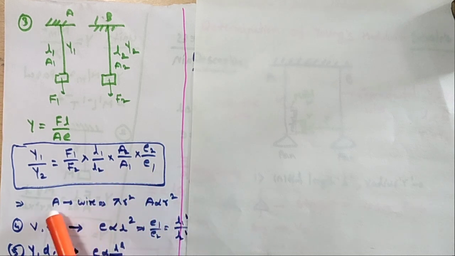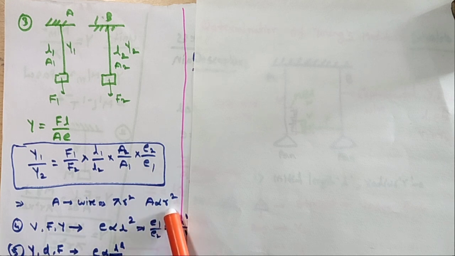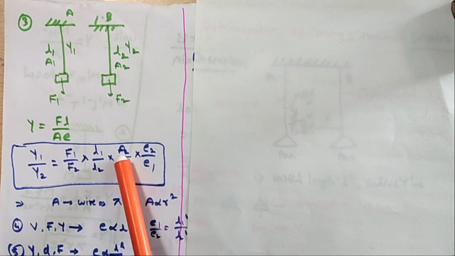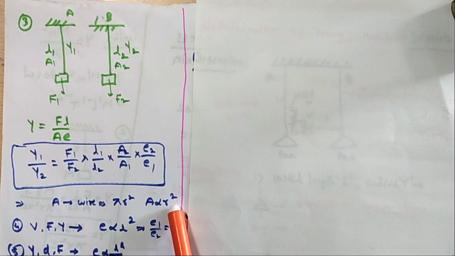Here A is the area of the wire. What is it? Pi r square. Therefore A is proportional to r square. So in this case A2 is replaced by r2 square.